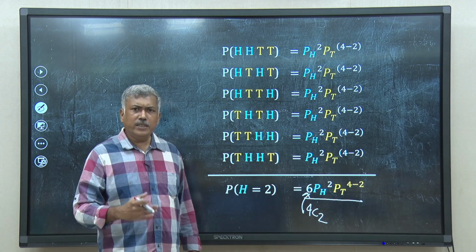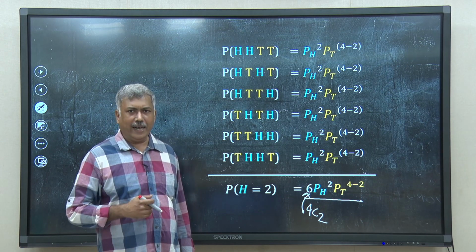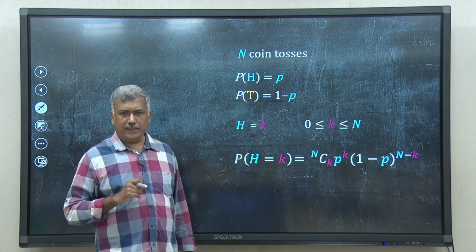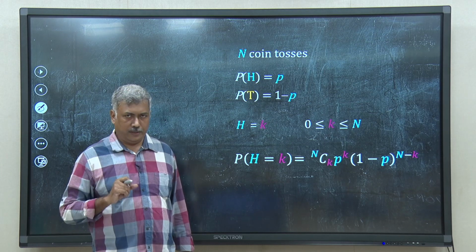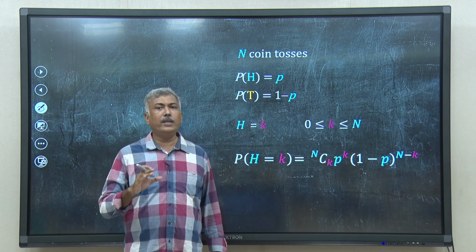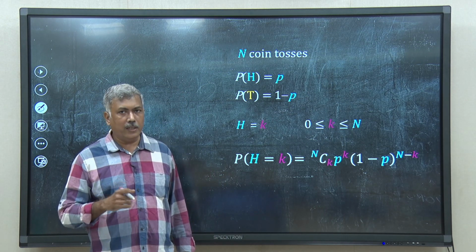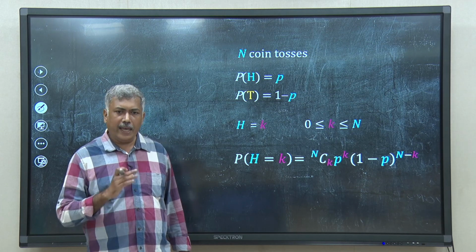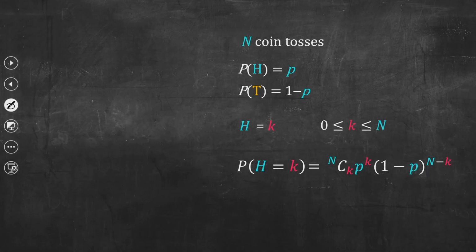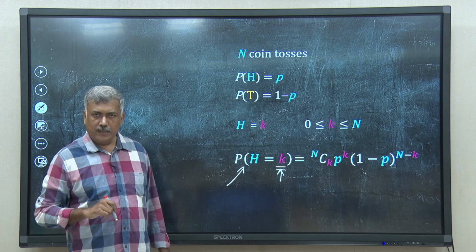So, now let me generalize this. Rather than saying 4, 2, something like that, let us consider like this. I have done n coin tosses. Probability of getting head is P. So, the probability of getting tail is 1 minus P, because the summation of these 2 probabilities will be equal to 1. And I want to know what is the probability that I will get k number of heads out of these n coin tosses, right.